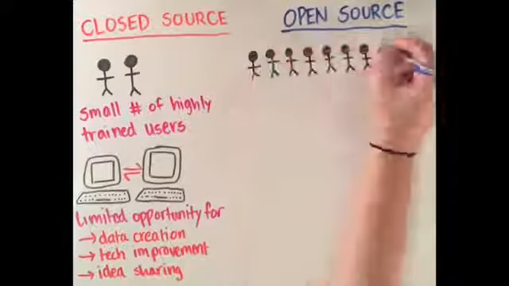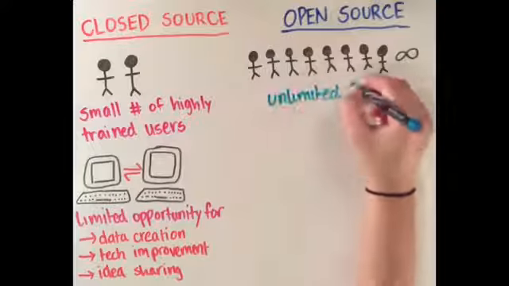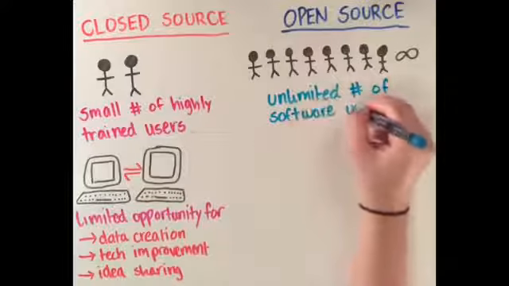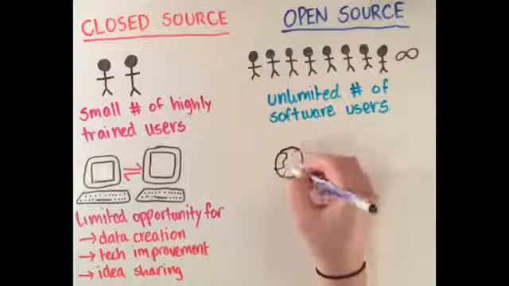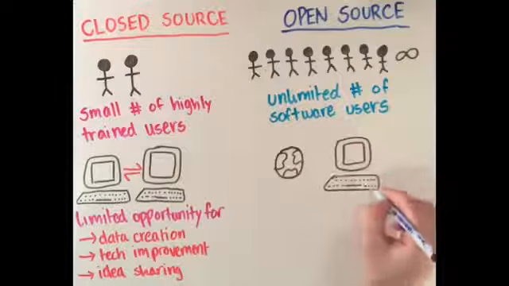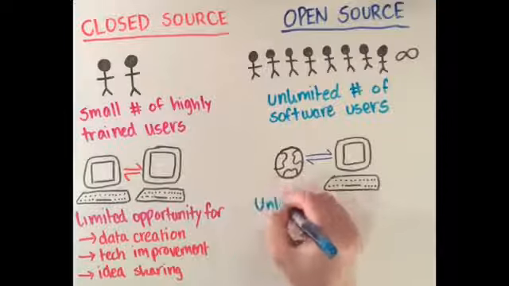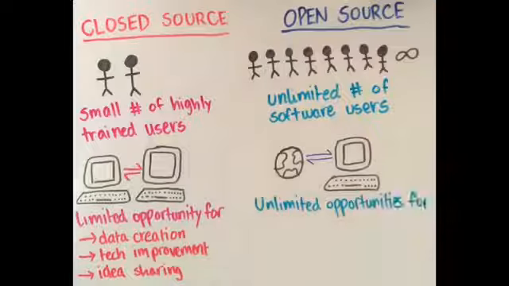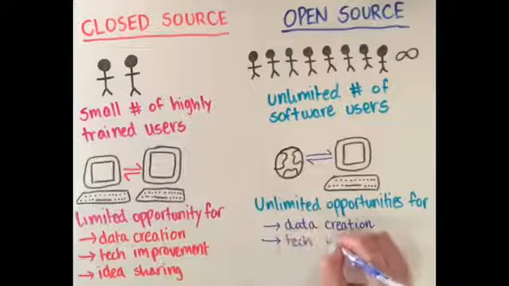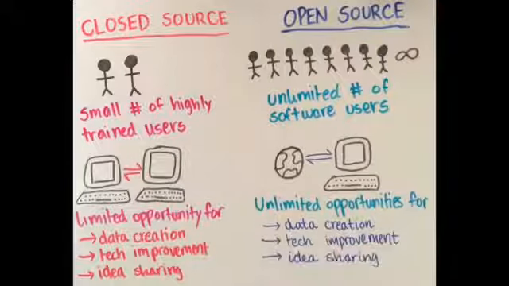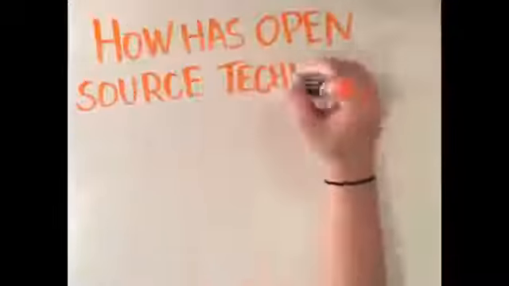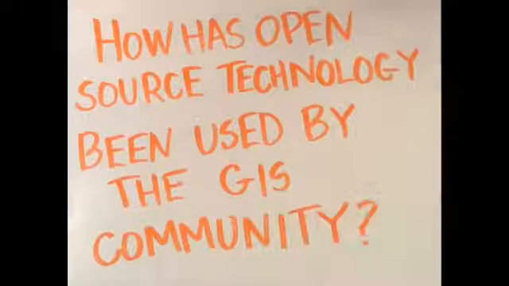In comparison, because open source technologies are free to use, many more users can access them. Also, the lack of strict rules dictating how individuals are allowed to use this technology allows them many more opportunities for more data creation, technological improvements, and idea sharing. How has open source technology been used by the GIS community?